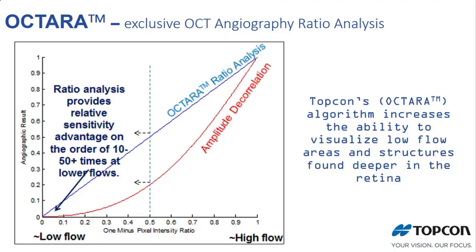So also with our system, we use something called OCTARA, which was developed by Charles Reisman at Topcon. And it's based on a ratio-based analysis instead of an amplitude decorrelation like in the other systems. Now, if you do that, you can see that in this area right here, at a very slow-moving blood flow, we get a higher signal than if you did it with amplitude decorrelation, which means that we are slightly better at picking up slow-moving blood like you would have in microaneurysms.